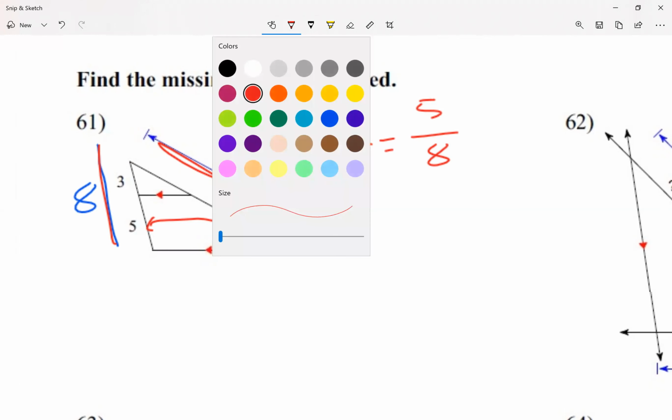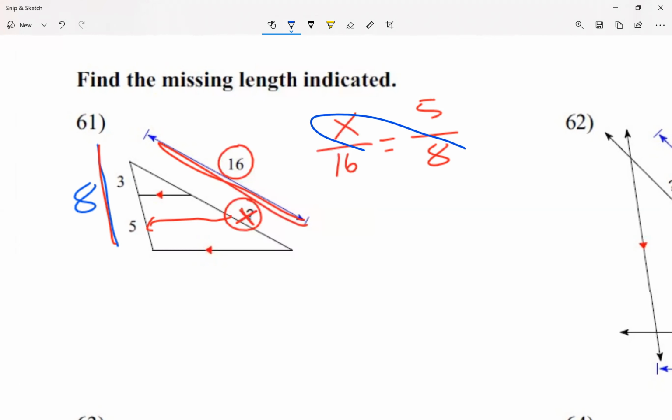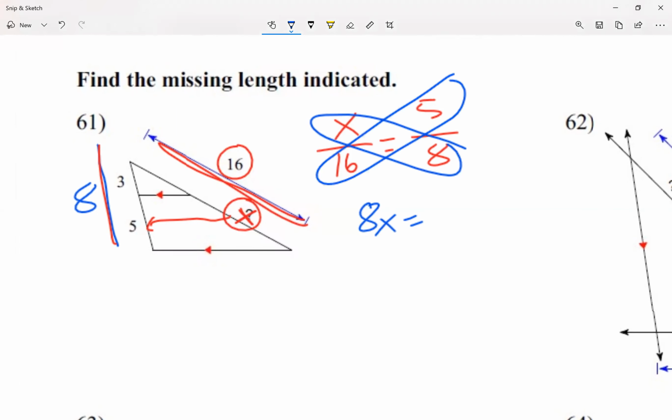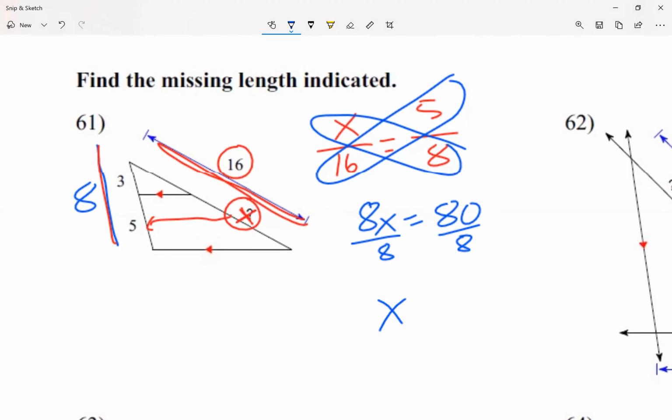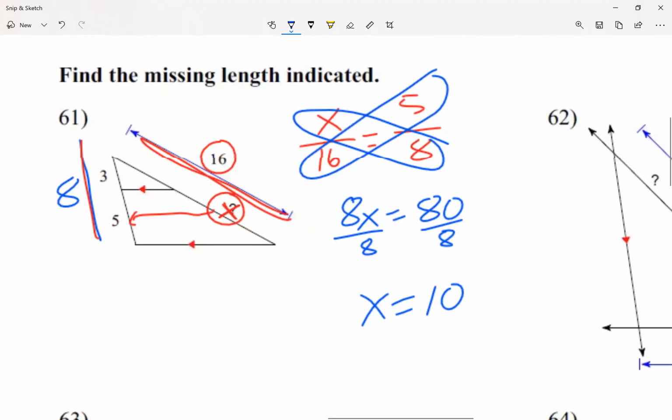Now let me cross multiply: 8 times x, 5 times 16. Let me divide both sides by 8. So x is equal to 10. Okay, not bad. Let's take a look at question number 62.